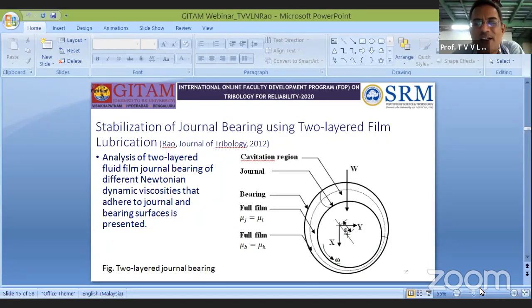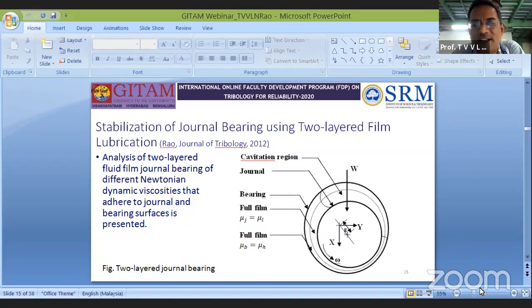It can be otherwise also. You may have a high viscous fluid adjacent to the journal, or a low viscous fluid adjacent to the bearing, depending on the configuration we are selecting. But the idea of having two different fluids, I have to state here, is still fictitious or hypothetical, but this is the idea through which we have worked on it.